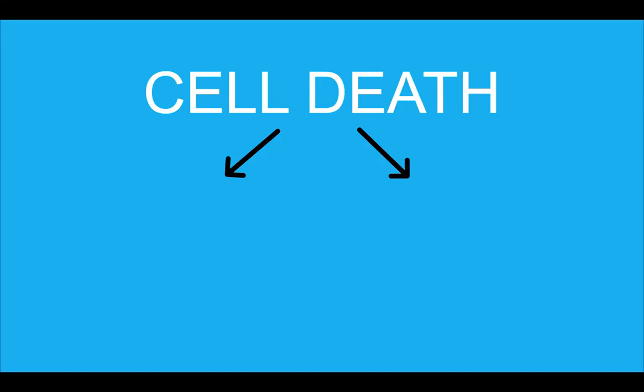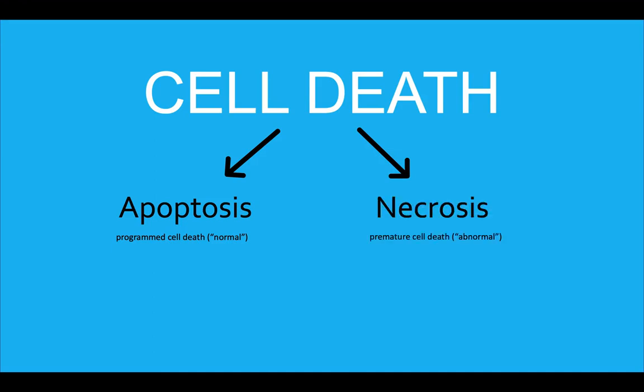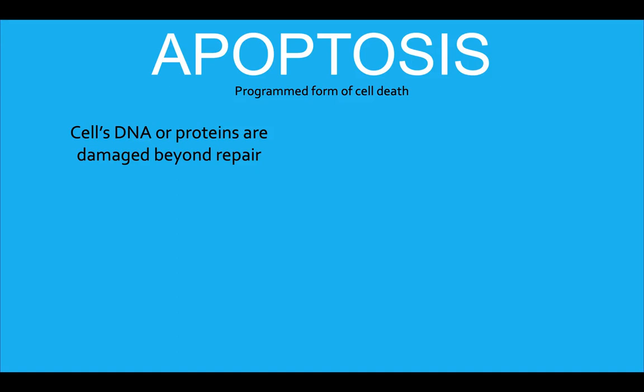So we talked about the two types of cell death. You have apoptosis, which is your programmed cell death, and you have necrosis, which is your kind of abnormal or premature cell death. So apoptosis, again, is that programmed form of cell death. What happens is the cell's DNA or proteins are damaged beyond repair, and so the cell is going to then kill itself, right? If the DNA or the proteins are damaged so badly that they can't be repaired, that cell is then going to die.